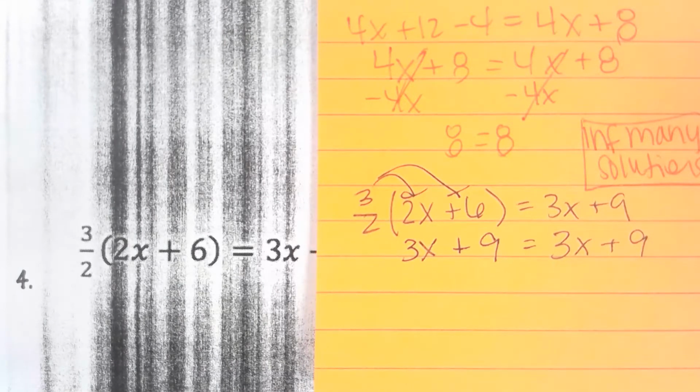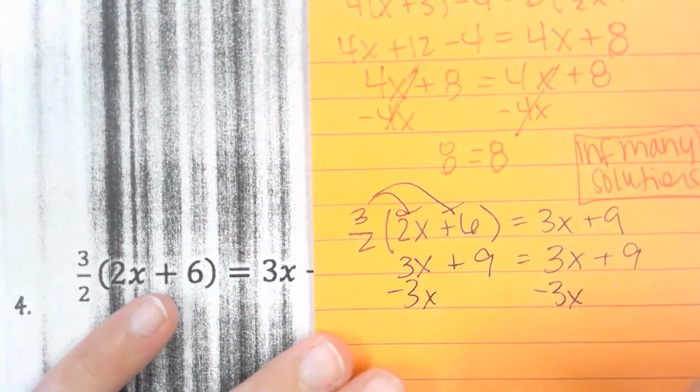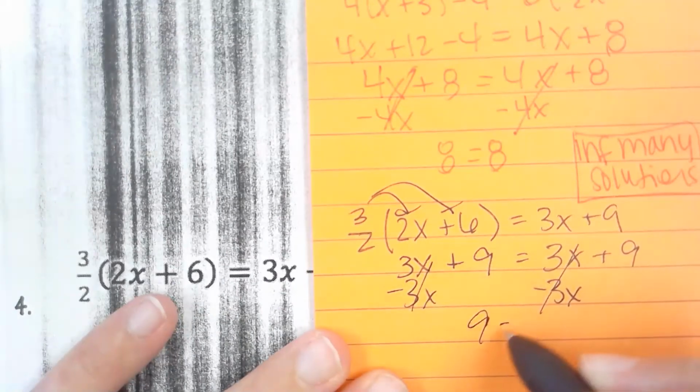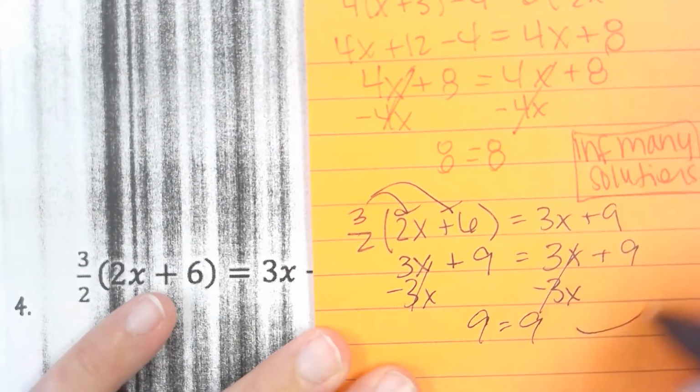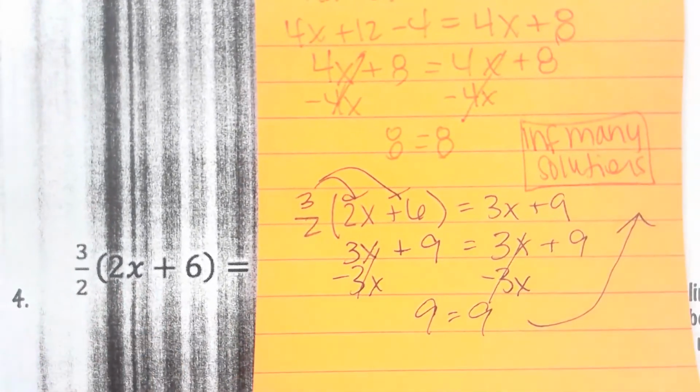And then again, as soon as you get to this point, and you realize that you have the same thing on both sides, you can go ahead and write infinitely many solutions. If you need to take that extra step by subtracting the 3x's from both sides to see that you get the solution 9 equals 9, then that's fine, but your final answer is infinitely many solutions.